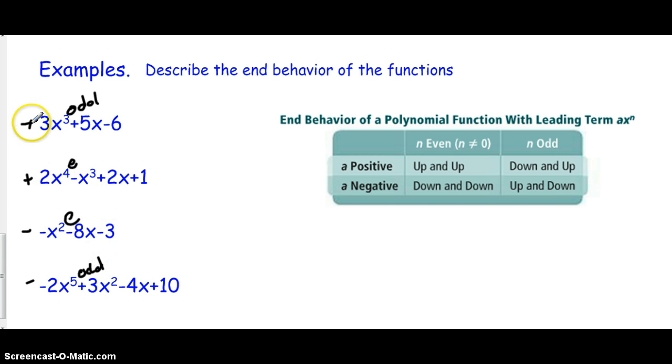So let's take a look. Positive, odd, so it's going to be down, up. We've got positive, even, up, up. And negative, even, down, down. And negative, odd, up, down. Really a handy chart to memorize.